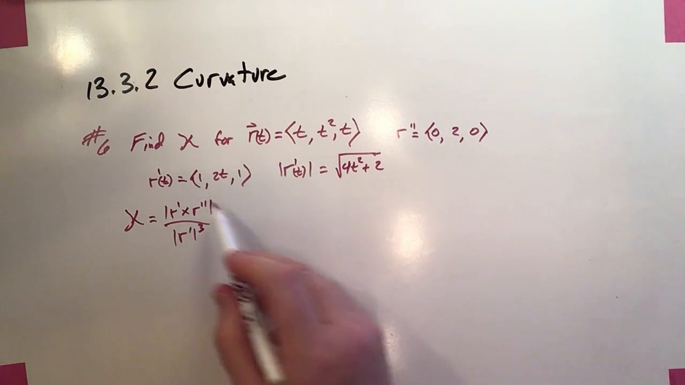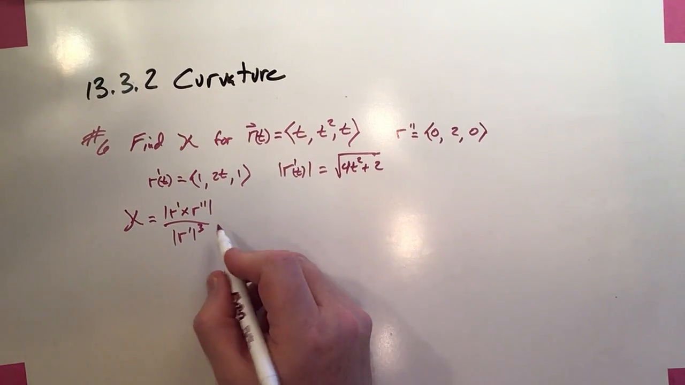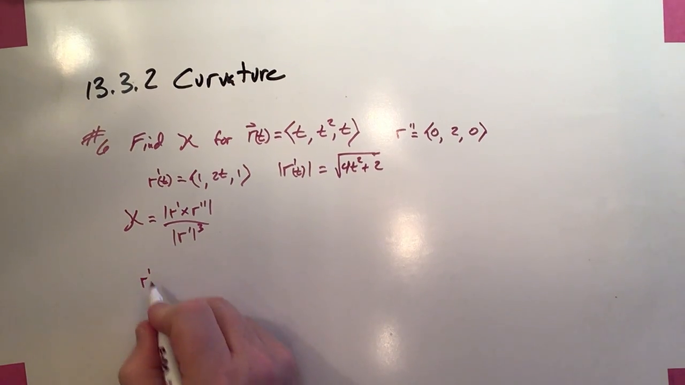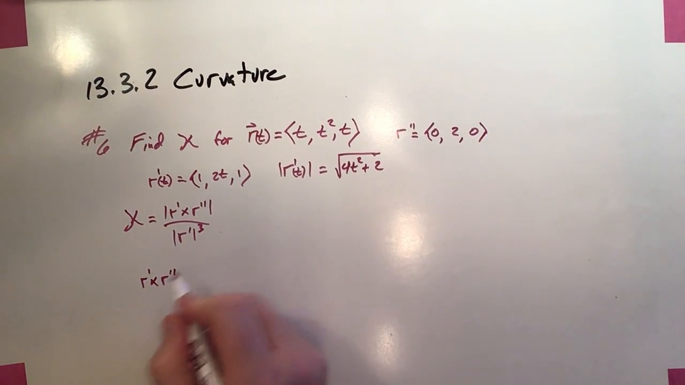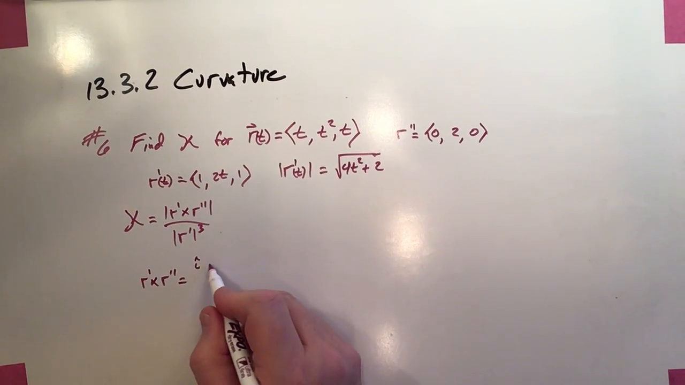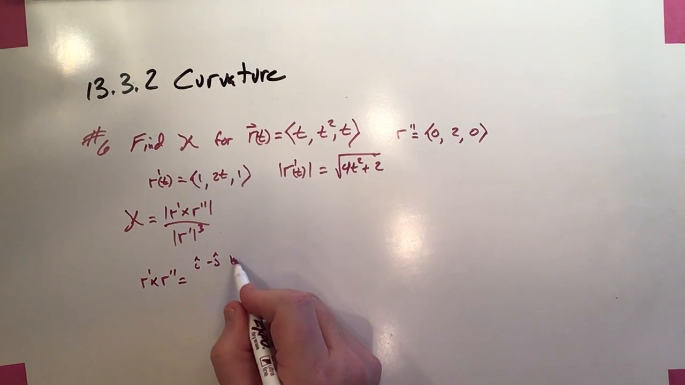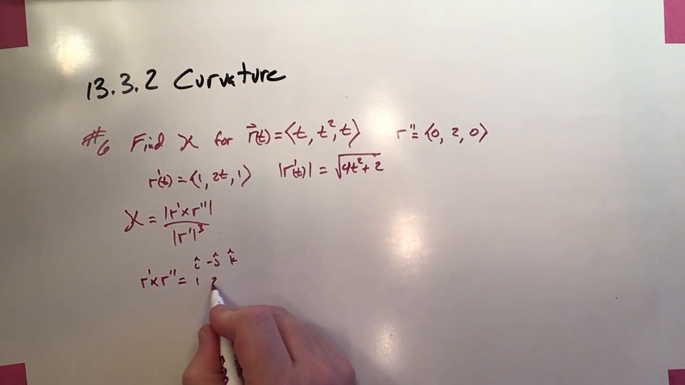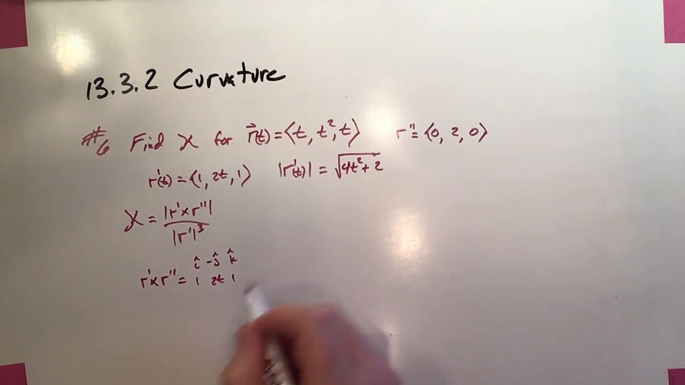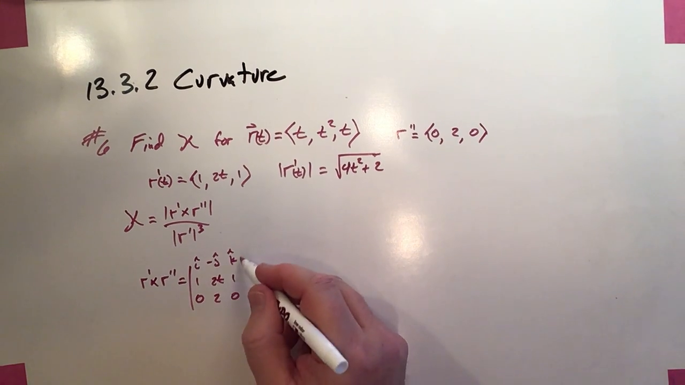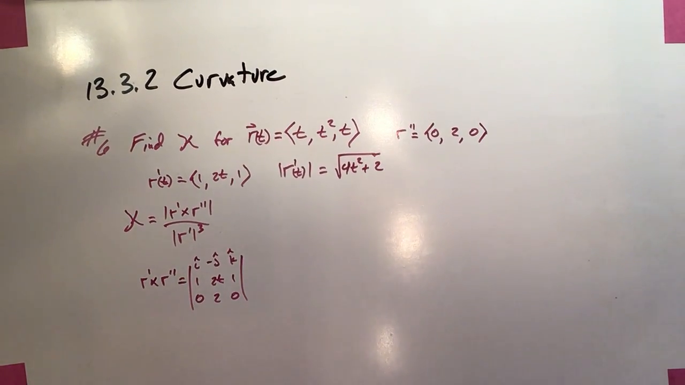And now that we have r double prime and r prime, we can actually write what would make up the numerator here, which is r prime crossed with r double prime. And that's going to end up being a 3 by 3 matrix, i, negative j, k, and then we put in the first vector r prime, 1, 2t, 1, and the second vector 0, 2, 0. And this shouldn't be too hard to evaluate. I love seeing those zeros there.